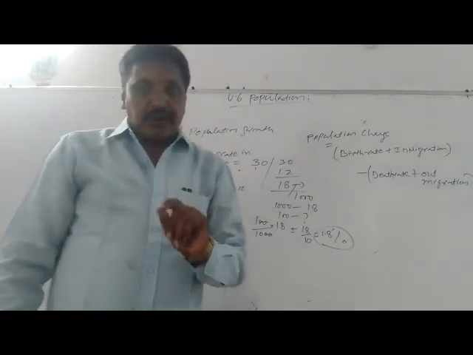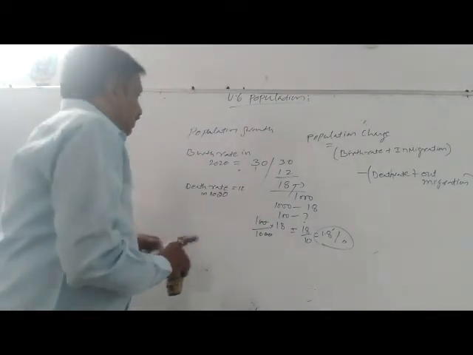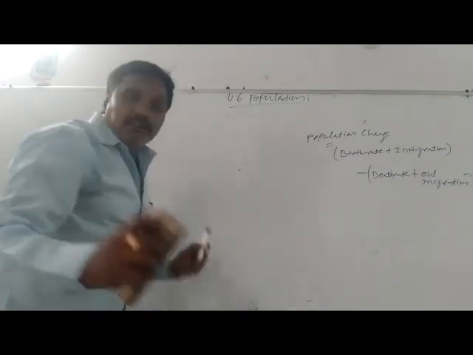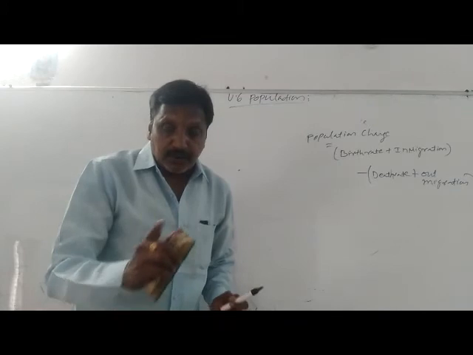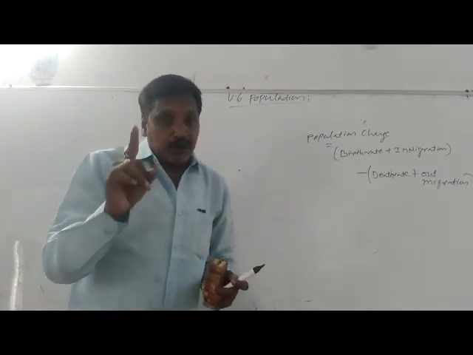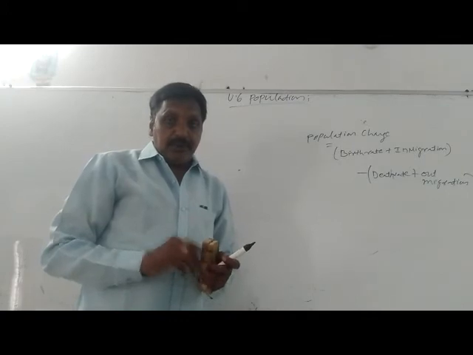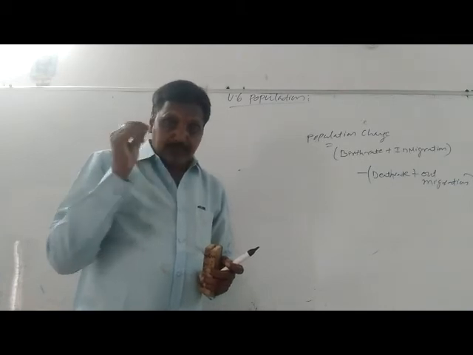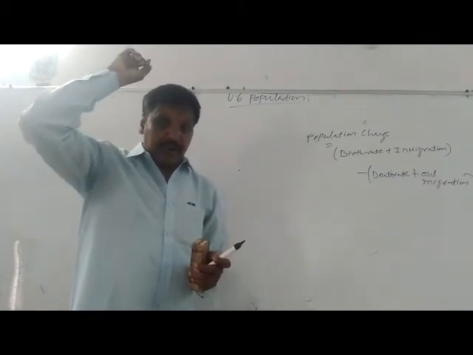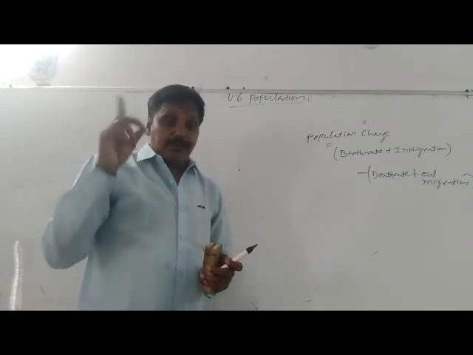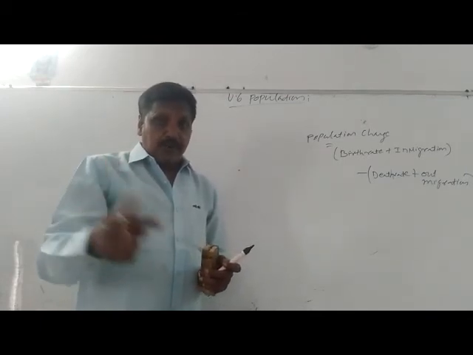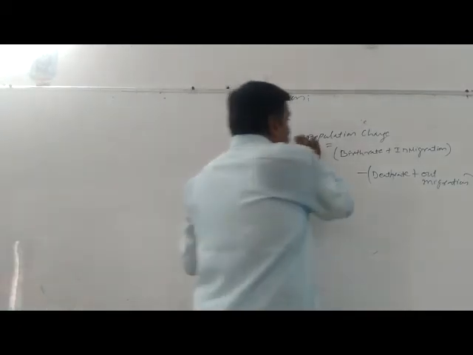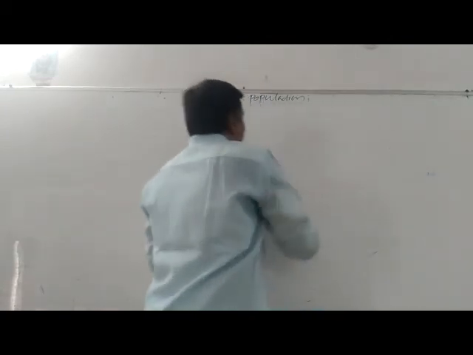Listen to me carefully now. Should I write and explain? The difference between population change and population growth may be asked. Birth rate definition: the number of live births for every 1,000 people. Death rate: the number of deaths for every 1,000 people. These are all important terms you can remember. Now you see, what is the difference between population change and population growth?